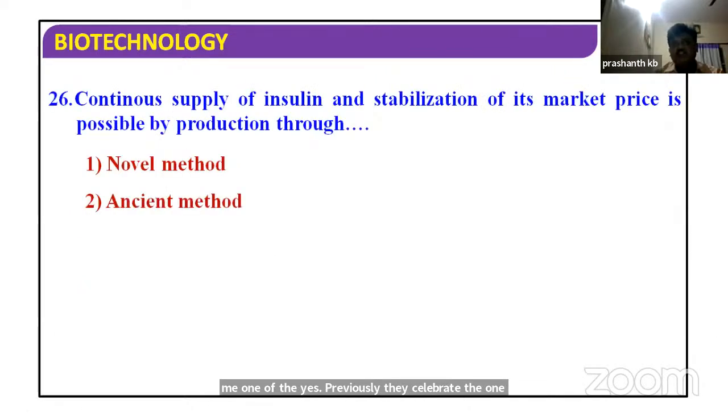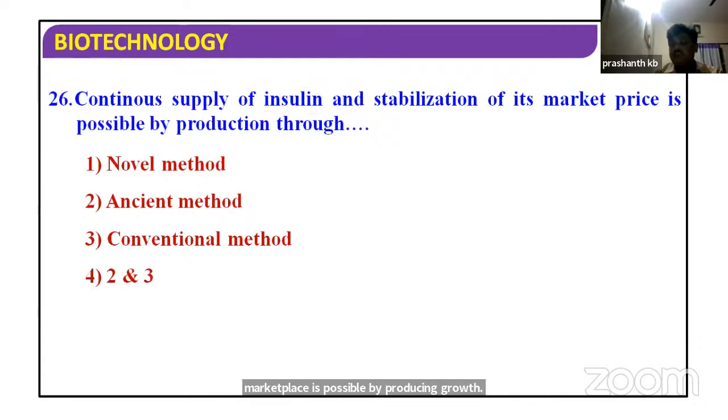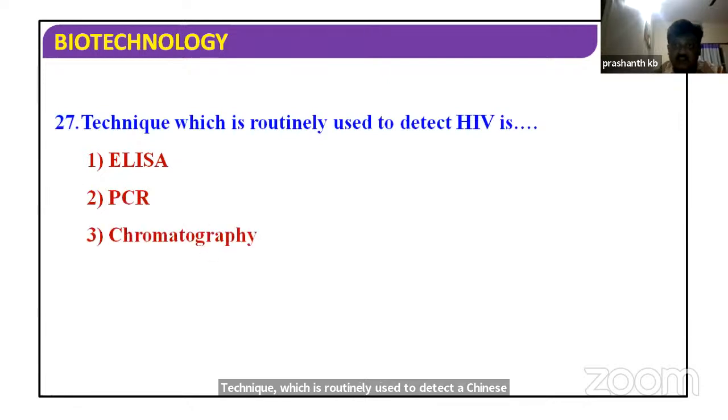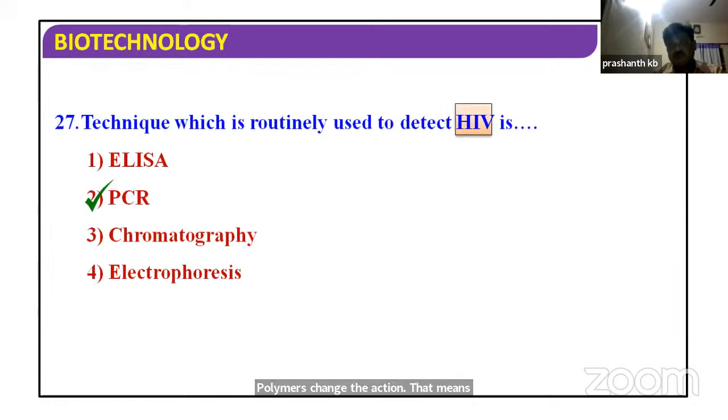Continuous supply of insulin and stabilization of its market price is possible by producing it through a novel method. It is a novel method. Technique which is routinely used to detect HIV, if you want to detect HIV, it is PCR, polymerase chain reaction. Cancer means ELISA.